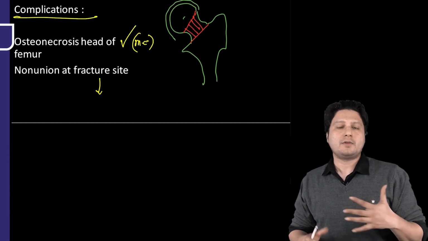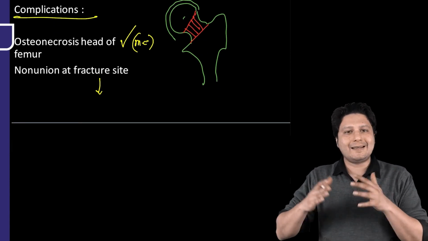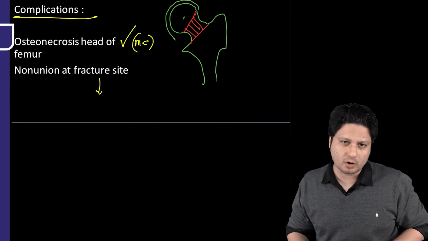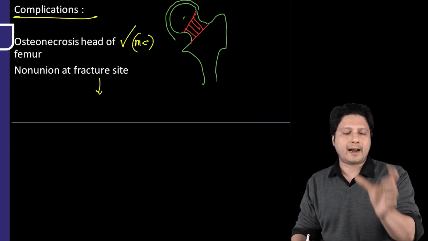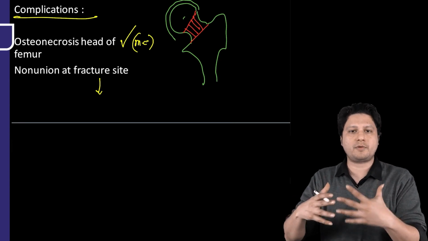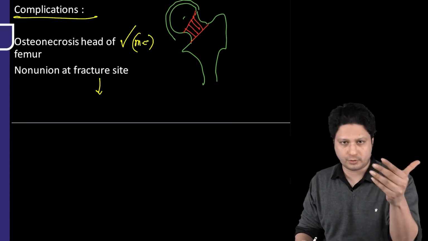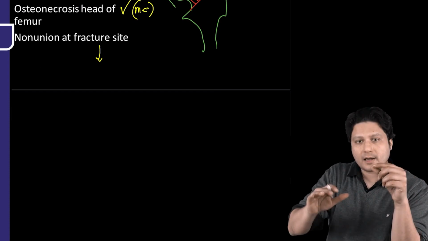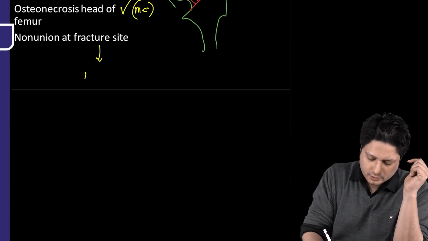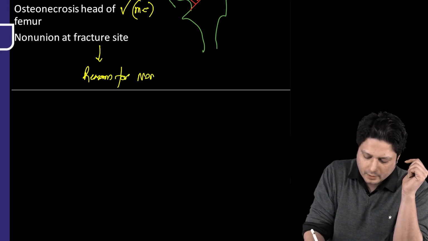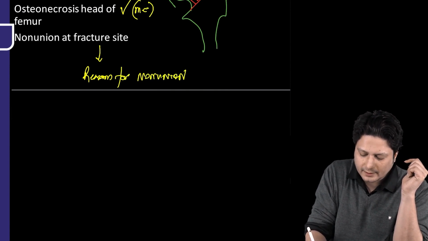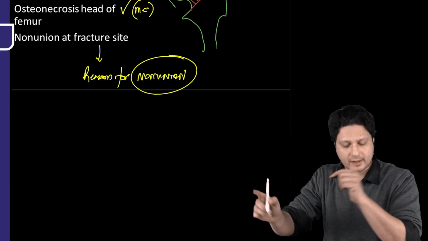Now, they are asking what the reasons are which contribute to this non-union. Why is non-union such a common entity at the fracture neck of femur? Why do most of the fractures at the neck of femur go into non-union? All right. So there are reasons for this non-union. So if you remember, what are the reasons for increased non-union at the site of the fracture in fracture neck of femur?